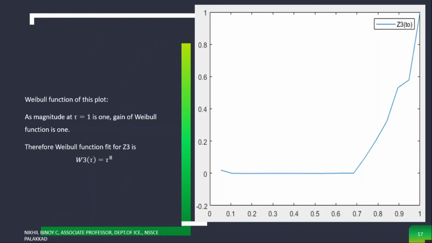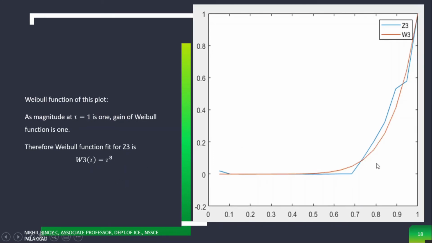So we have to check whether it is correct or not, whether it is an exact fit, whether it is a very good approximation or not. If it is not a good fit, we have to change the value. So I am going to check whether it is a good fit or not. This red colored one is tau raised to 8. You can see that in some portion it is greater than our curve, in some portion it is less than. So if you take the integration of both curves W3 and Z3, they are almost the same.